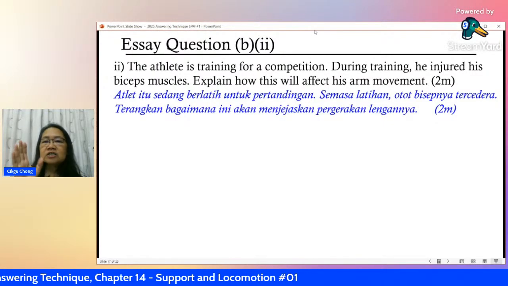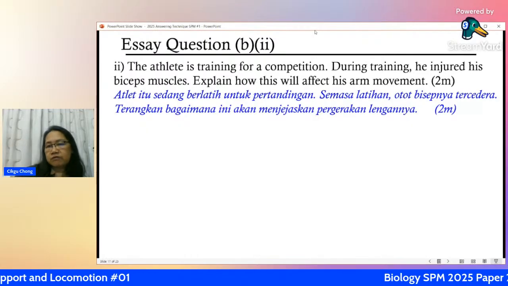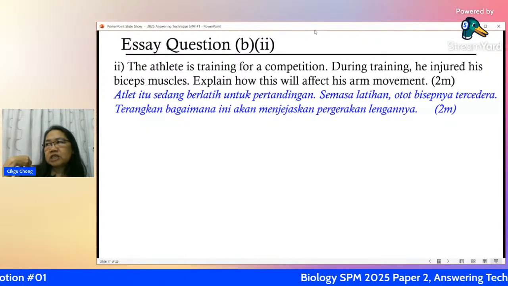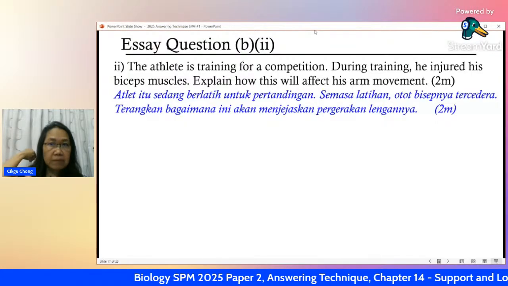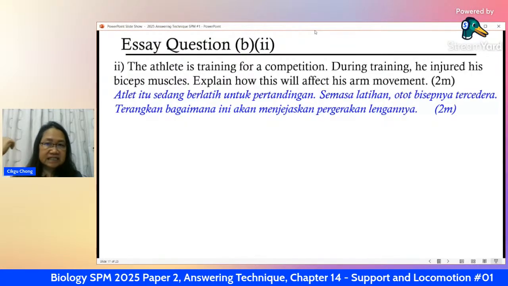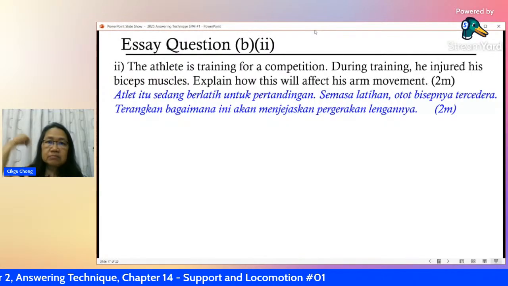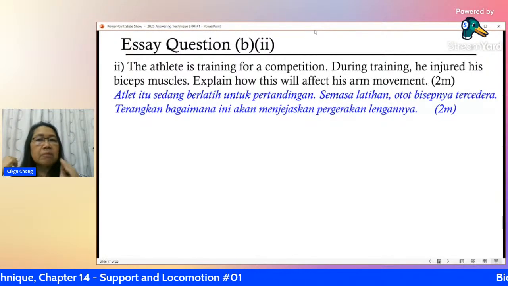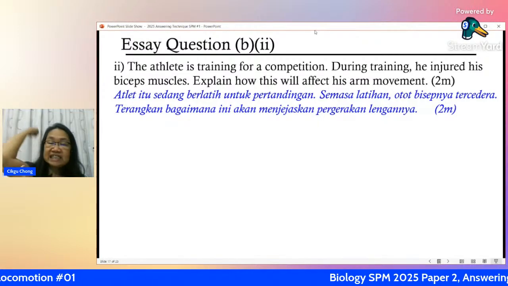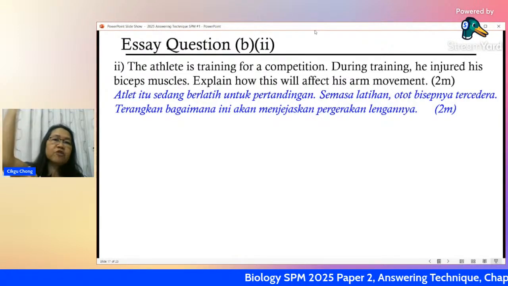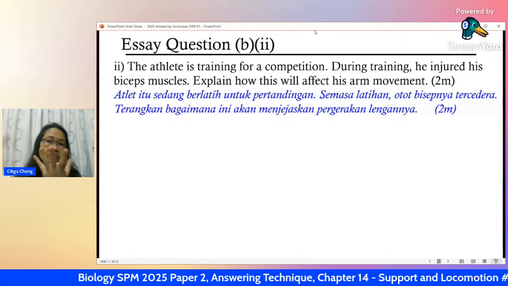All right. So, how does it affect movement of your arm when your bicep is injured? So remember that bicep is to pull up your arm. So we're talking about flexing. We're not talking about extending your arm. No, we're talking about flexing, because pulling up is what the bicep does. Tricep on the other hand, is actually extending. So tricep is for extension. Bicep is for flexion. Flexion is pulling up.